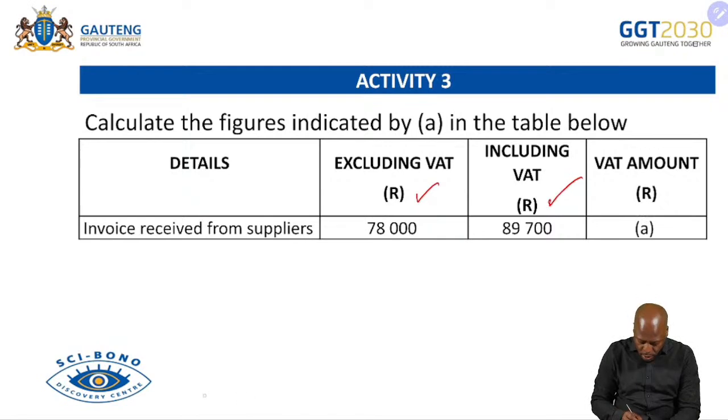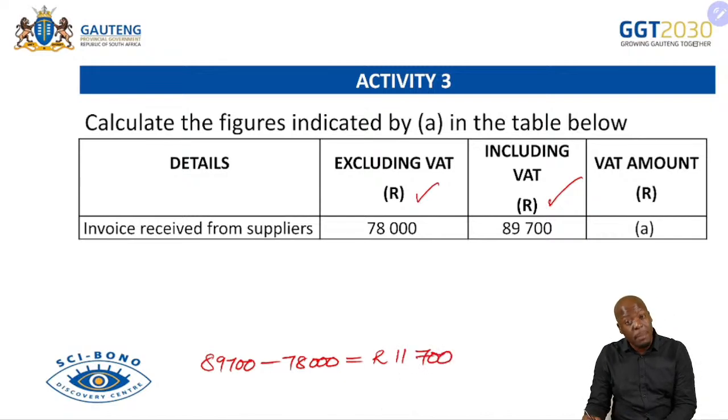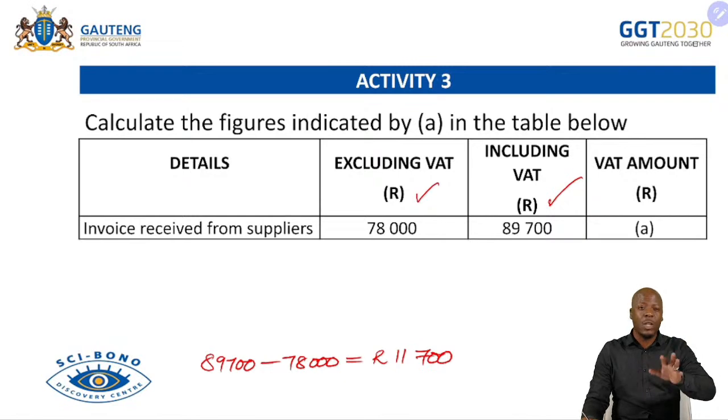What does that mean? I would simply get my 89,700 and then subtract my 78,000. Since you've already calculated the amounts, it's going to be quicker for you to give me the answers. How much did you get here for A? Thank you. Someone is saying we got 11,700. That is very correct. So you simply get the difference between your inclusive and your exclusive, and then you are good to go. You can see this activity is going to go very quickly.